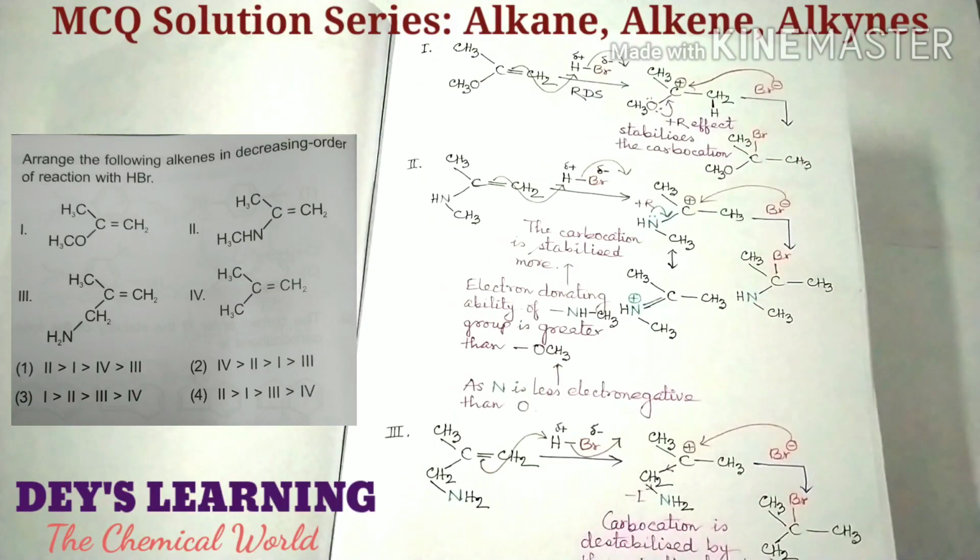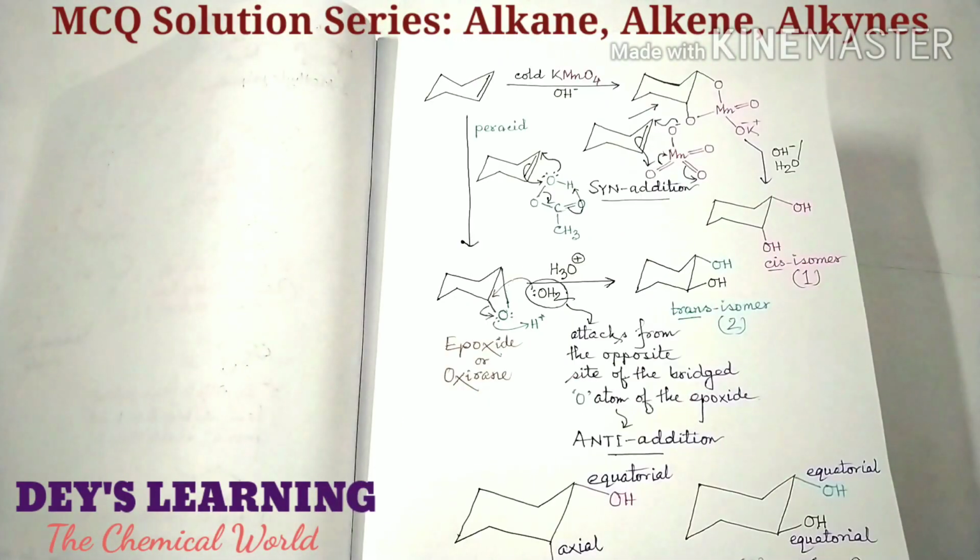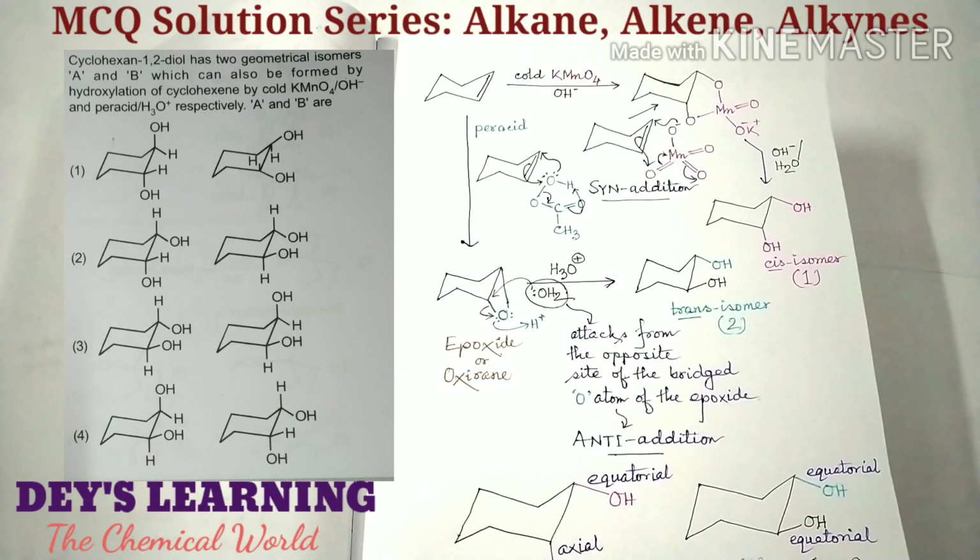Okay. Next we move to the next problem. The next problem is a cyclohexene molecule. If the cyclohexene molecule is treated with cold alkaline KMnO4, and in another reaction it is treated with a peracid followed by acidic hydrolysis, different products are obtained. And now the question is, what are the products A and B?